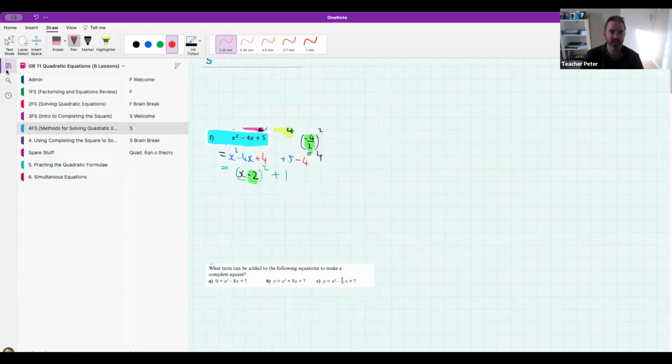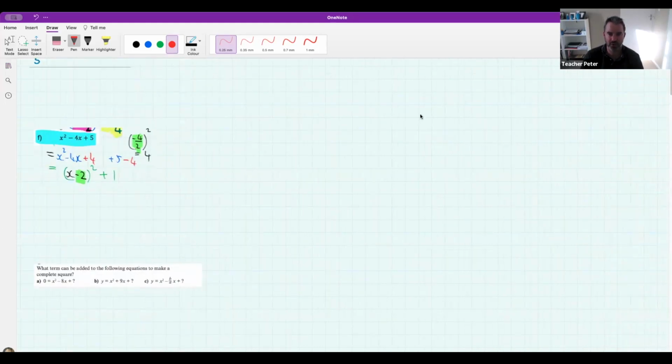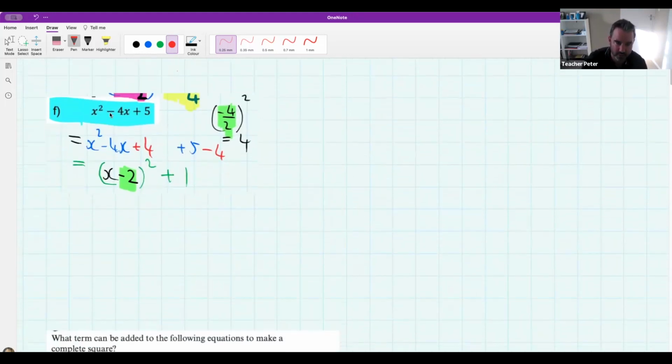What were we doing in the last lesson? So I thought I'd start with a little bit of revision of one of the questions we did in the last lesson. And we focused on this process of completing the square.